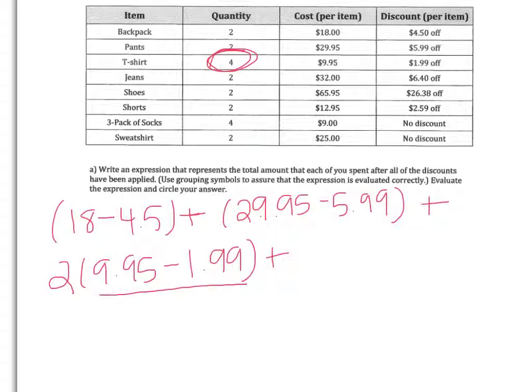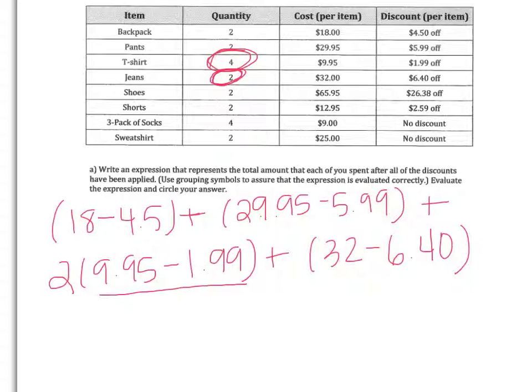And we'll do one more. I bought a pair of jeans. So each pair of jeans starts at $32. I had a coupon that got me $6.40 off. So if I evaluate 32 subtract $6.40, I will find the price that I paid for my 1 pair of jeans. Right, we only bought 2, and there are 2 of us, so we each got 1 pair.